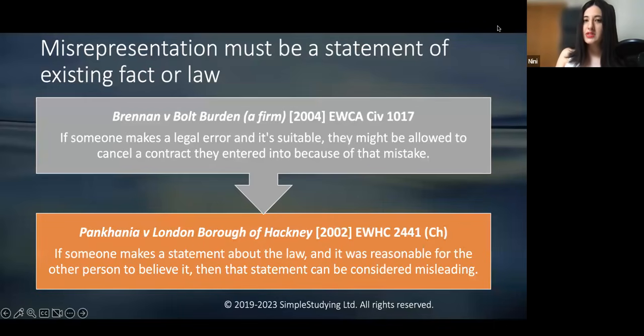Misrepresentation must be a statement of existing fact or law. The case that I'd like to refer you to is Brennan versus Bolton Borough. It was argued in this case that if someone makes a legal error and it's suitable, they might be allowed to cancel a contract they entered into because of that mistake. So a legal error can be a basis for setting aside the contract. And the second case, Pankhania versus London Borough of Hackney: if someone makes a statement about the law and it was reasonable for the other person to believe it, then that statement can be considered misleading.